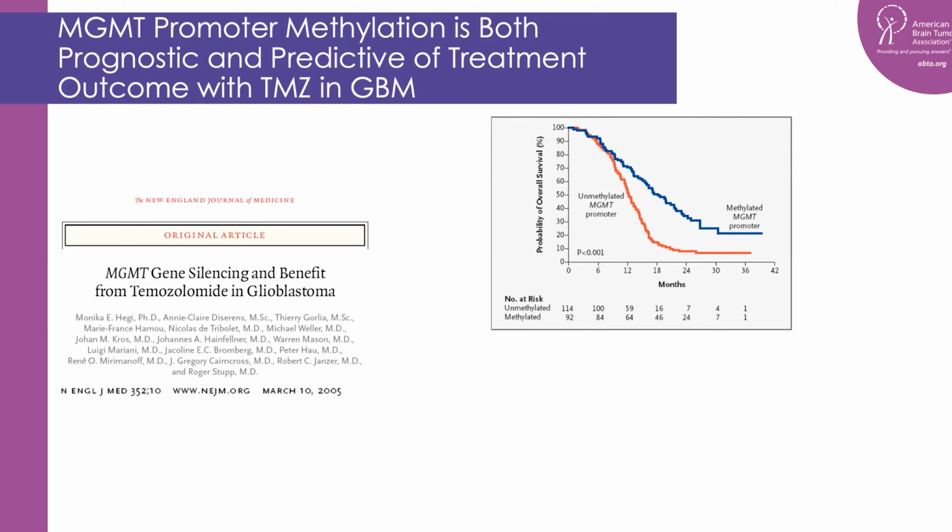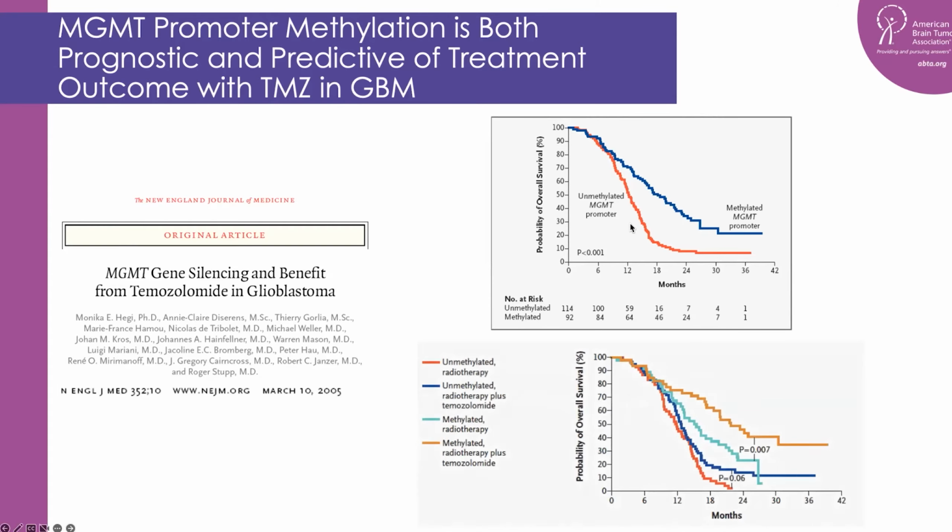And so here you can see that glioblastoma tumors that have that MGMT promoter methylation, those tumors do better. Those patients do better over time than the unmethylated tumors. And here, what we're showing is that the patients that do the best are the patients where the tumor has the MGMT promoter methylation and they receive the temozolomide chemotherapy.